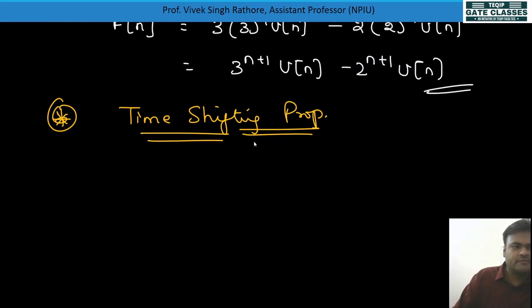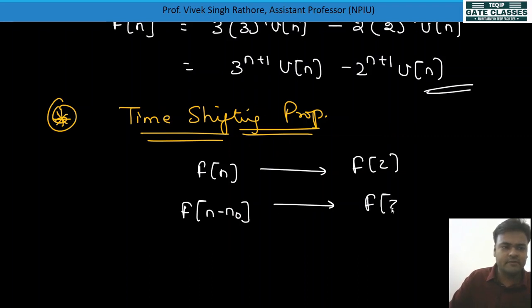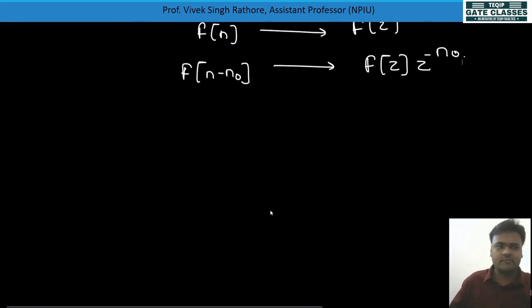Time shifting property says that, let's suppose your signal f of n is there, and its z transform is F of z. No problem. If you shift in the time domain, what you will get is F of z and z to the power minus n naught. Whenever we are shifting in the time domain, like t minus t naught, whatever sign is there, the same sign will follow in the power part. This you need to remember. Time shifting property is like this.